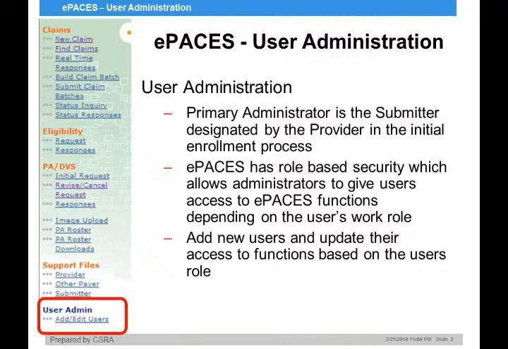The primary administrator is the submitter designated by the provider in the initial enrollment process. ePACES has role-based security, which allows the administrators to give users access to ePACES functions depending on the user's role. You can add new users and update their access to functions based on the user's role. To do so, go to the bottom left of the ePACES screen and under the list of functions find the User Admin function and click on Add Edit User.